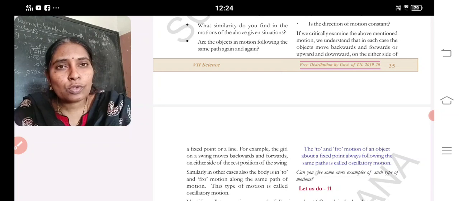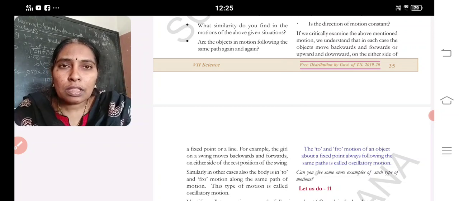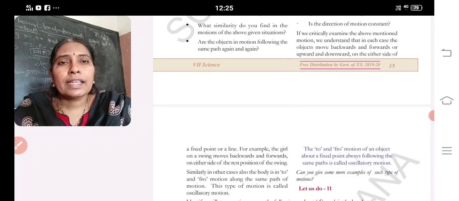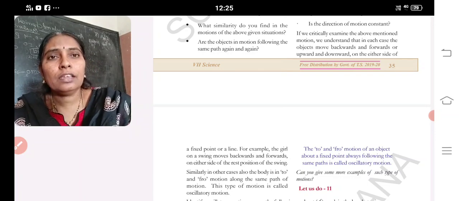And how many types of motions do we have? Three types, that is translatory, rotatory and oscillatory. What is a translatory motion? If all the body parts move in the direction of motion, then it is said to be a translatory motion. And rotatory, if the body moves about a fixed point, then it is said to be a rotatory motion. To and fro motion of an object about a fixed point is said to be oscillatory motion.